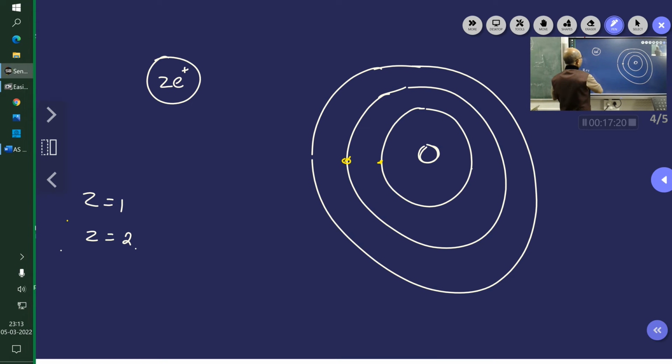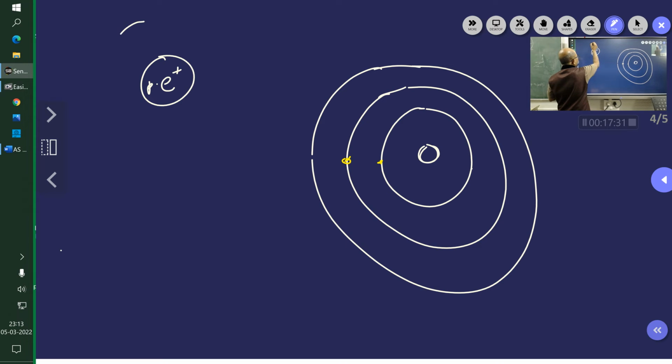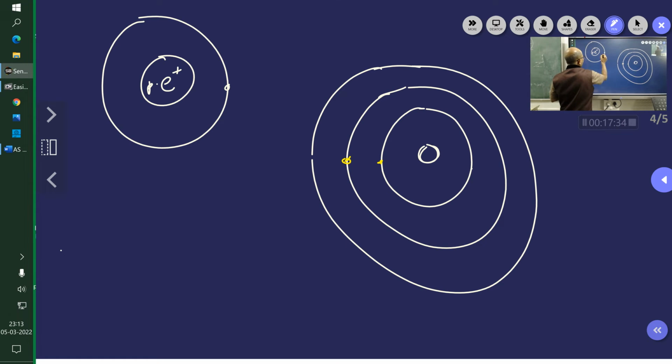Now, I will start with the hydrogen atom itself. It has only one proton, and there is an electron revolving around it. There is charge E on the electron, and there is charge on the nucleus. I will take a hydrogen-like atom, so I will still use ZE here.